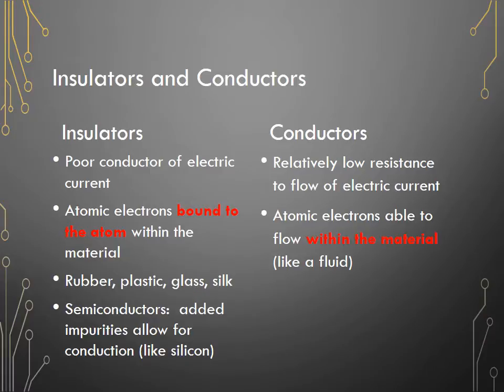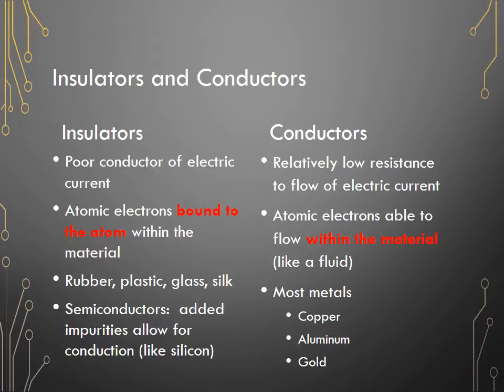Some examples of insulators are rubber, plastic, glass, silk, all the things we played with in class. There are also materials called semiconductors, which have added impurities to allow for conduction, but if they don't have those added, then they're an insulator. So things like silicon.